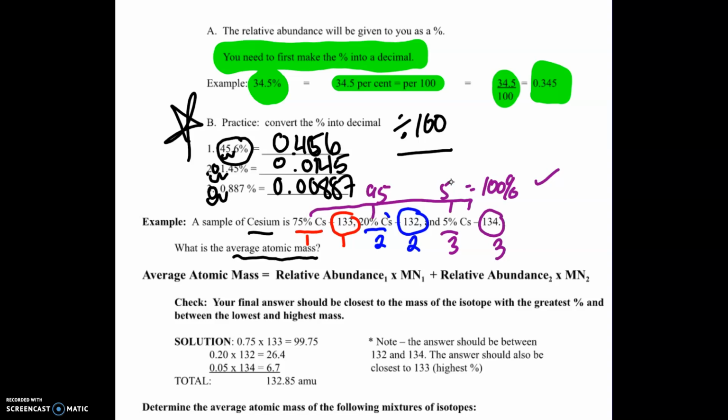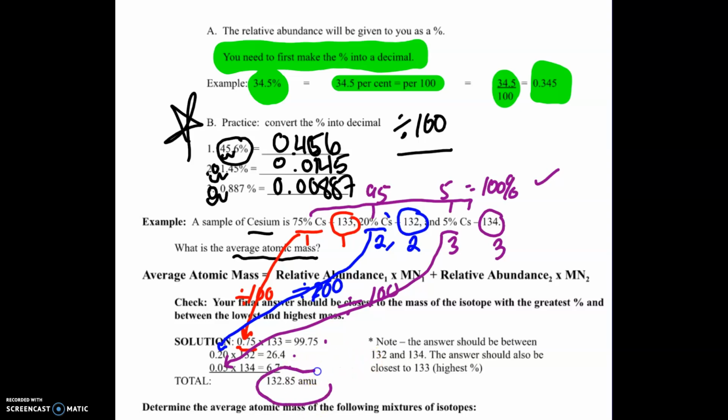So let's look at how that equation applies. I'm going to color code it here for you. So 75% is cesium-133. To get from 75% we have to divide by 100. So 0.75 times 133 gives us 99.75. Then we've got to take the next isotope. 20% divided by 100 is 0.2, times 132, that gives us 26.4. And our last one, here we've got 5% divided by 100, that gives us 0.05, times 134, gives us 6.7. So these are the weighted contributions of each isotope.